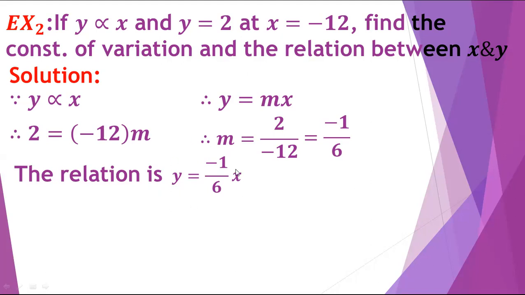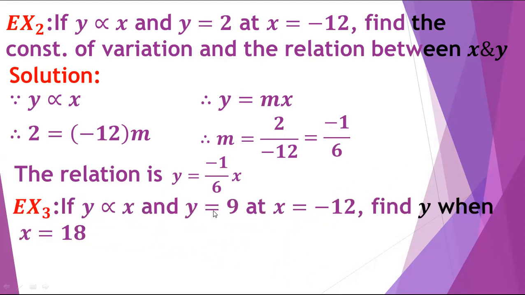This is the relation, and m is the constant of variation. The relation is y equals mx. We can also find m, or find the relation, in another way. We'll say it later.